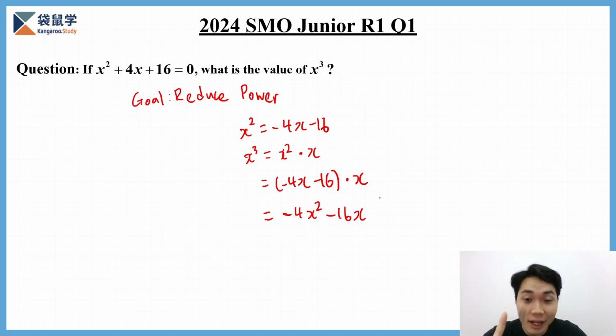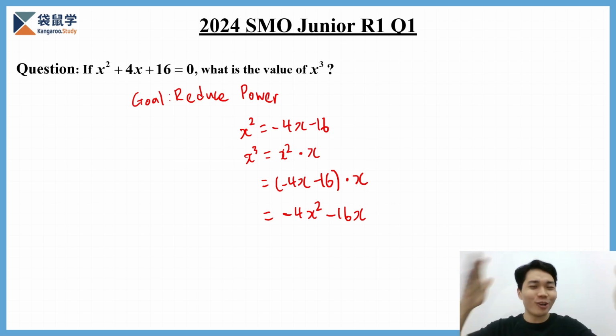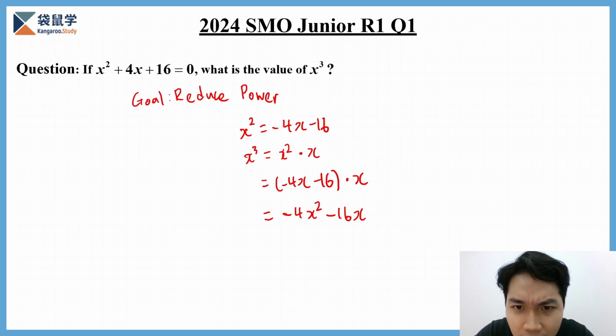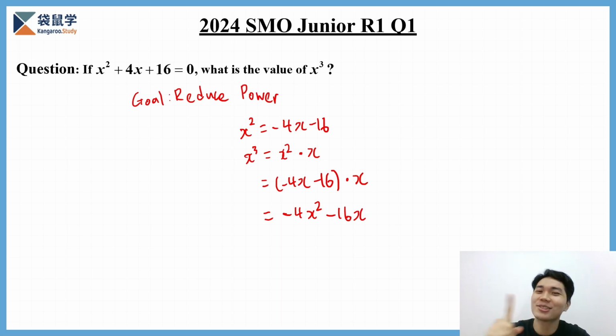And see what we've done here. We have gone from a power of 3 down to a power of 2. The highest is power of 2. Looks like we have fulfilled our goal to reduce the power. But remember, we want to go all the way to no variables, 0. So what should we do here again? Since we substituted once already, we can just do it again.